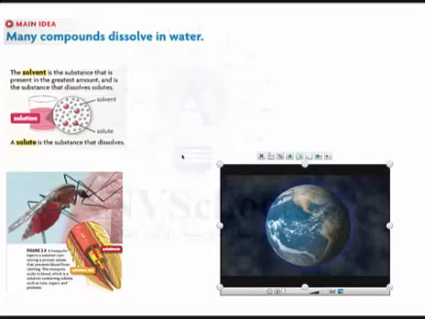Hi, welcome back for this session of biology, and here we were discussing the properties of water. We looked at how hydrogen bonds bring about different properties of water.